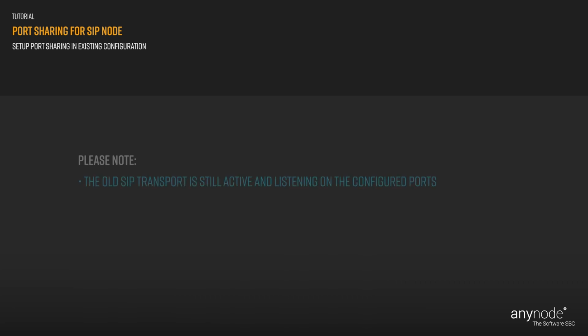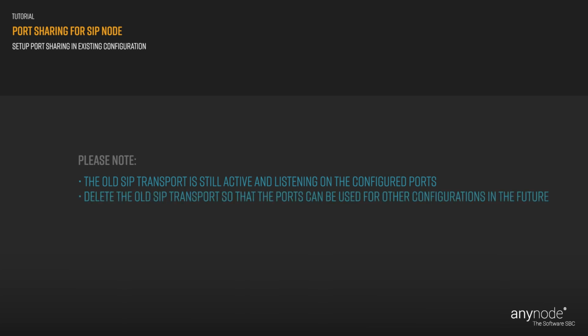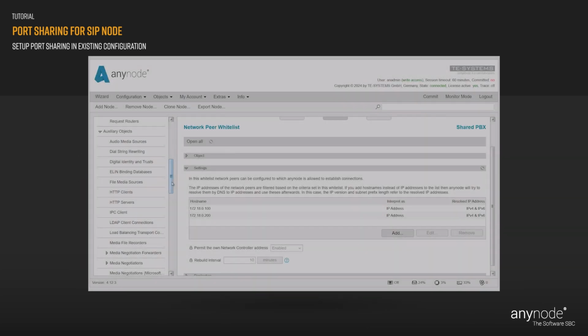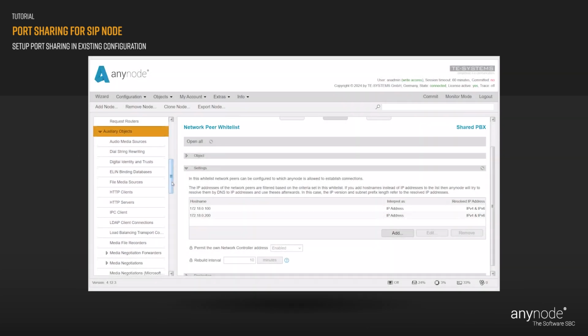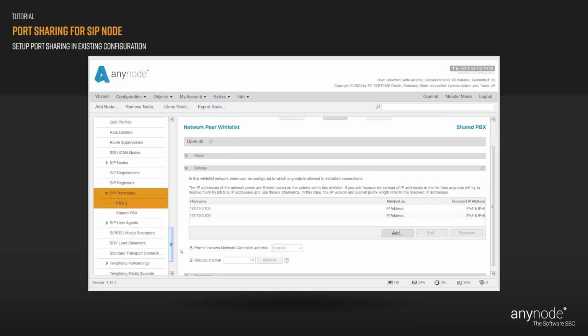Despite setting the SIP transport for PBX node 2, the old SIP transport is still active and listening on the configured ports. For security reasons, we recommend deleting the old SIP transport so that the ports can be used for other configurations in the future. To do this, navigate to the Auxiliary Objects section in the left menu. Scroll down to SIP transport and select the SIP transport that is no longer needed, in our example, PBX2.